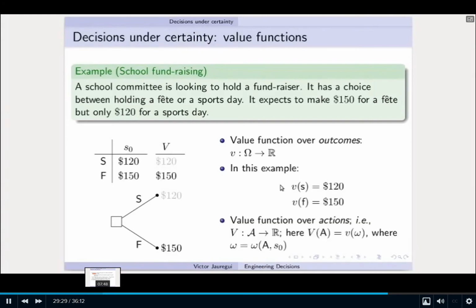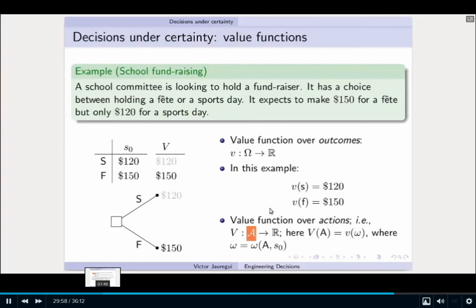We've assigned values to our outcomes, but notice that because our action determines our outcome, really what we want is to choose between actions. So what we really want is not so much this little v, which is our preferences over the outcomes, but some way to assign a value to an action itself.